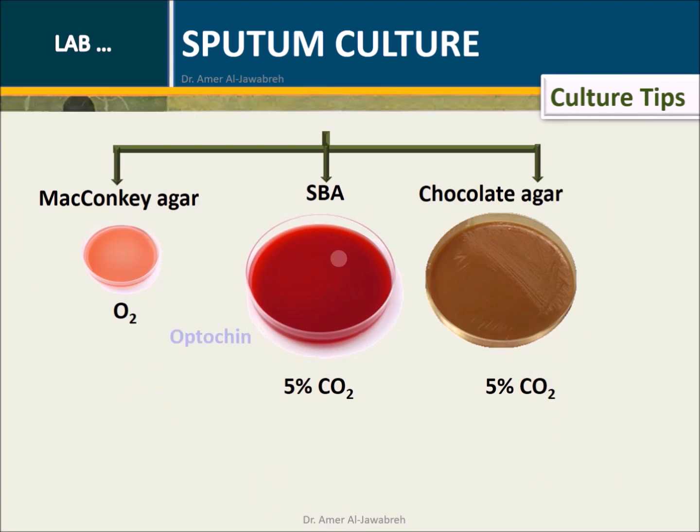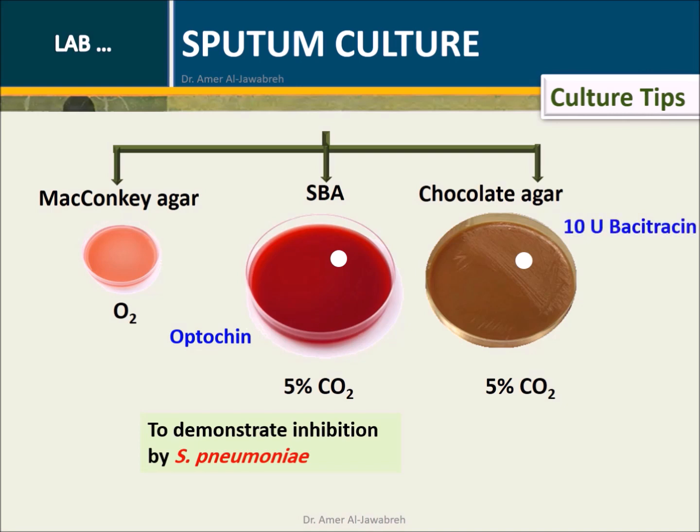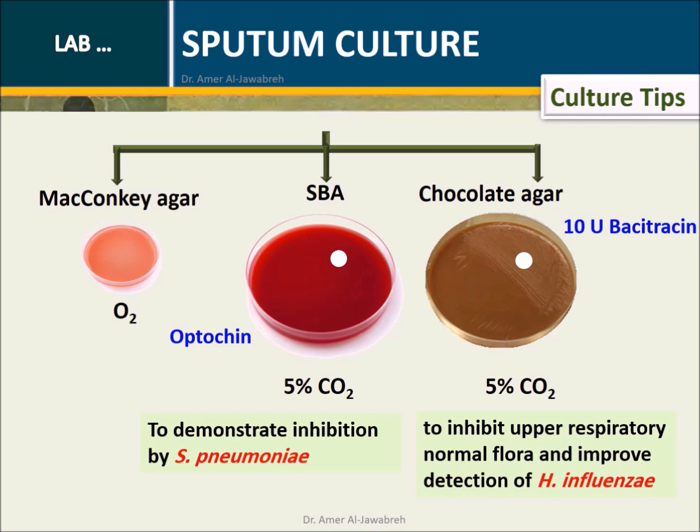Culture tips. Add an optochin disc to blood agar to demonstrate inhibition of S. pneumoniae. Add a 10 unit bacitracin disc to chocolate agar to inhibit normal flora and improve detection of H. influenzae.